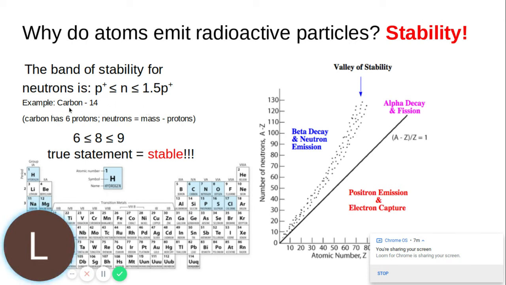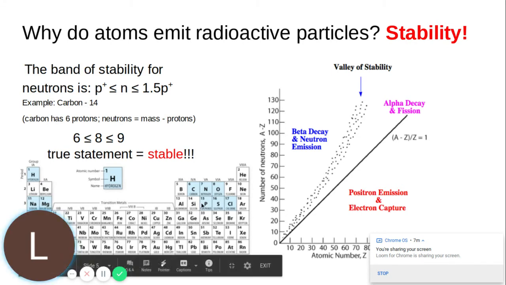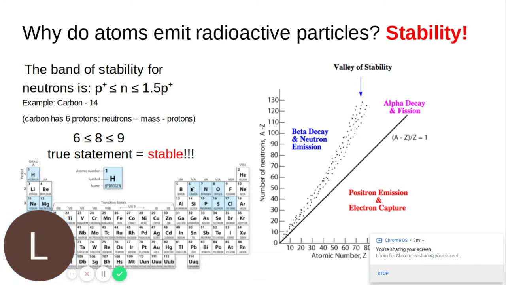So I'm going to do an example, carbon 14. Based on the periodic table right here, I can see that carbon has 6 protons. And in hyphen notation, that 14 is the mass number. So we know protons and neutrons equals mass. So if carbon has 6 protons, then neutrons equals the mass number minus the protons, right? Mass equals neutrons plus protons. So if I arrange that equation appropriately, my neutrons is the mass number, 14, minus the number of protons, which is 6, which means I get 8.